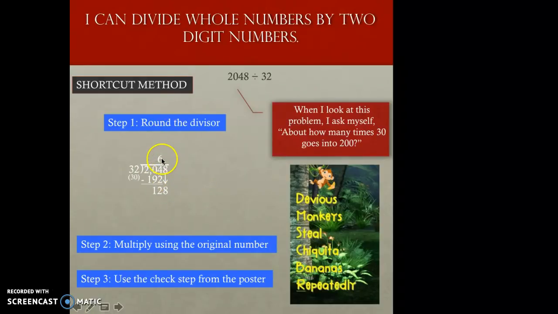So now I repeat, okay, how many, let's go to 30. How many 30s are in 128? Well, I know that 4 times 30 is 120. 4 times 32 is exactly 128. I subtract, check, nothing else to bring down, so my answer is 64. Now, if I wanted to double check this, I could do 64 times 32, and I should get 2,048.